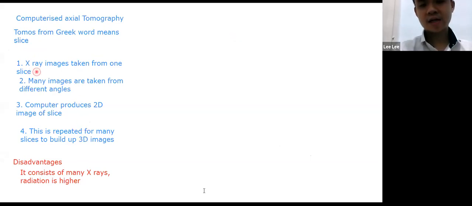The first one is the X-ray is taken from one slice, and then you have many images taken from a different angle, and the computer produces a 2D image of the slice, and you repeat it many times to build up a 3D image. The disadvantage of using a CT scan is that CT scans actually make up from a lot of X-rays, using the X-ray from different angles to take the image. So the exposure to X-ray is more, which means the radiation is more.